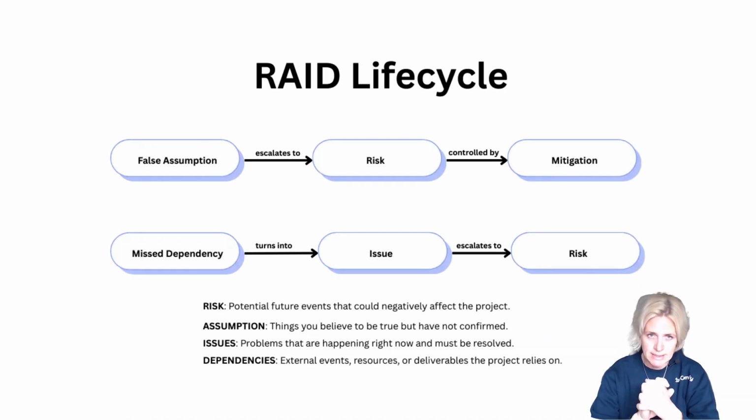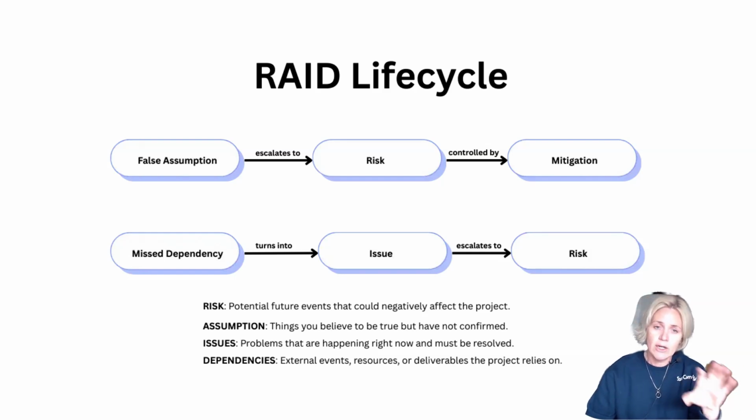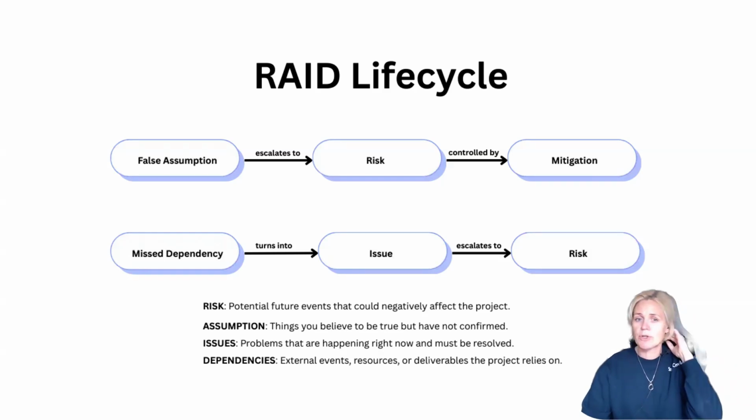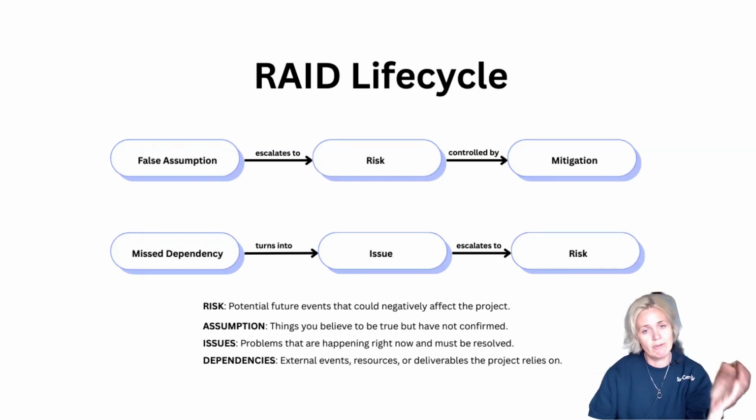First of all, we have risks. These can be viewed as potential events that could negatively affect your project. This is the only RAID category that typically has a risk model tied to it. Assumptions are things that you as a project manager believe to be true, but have not yet confirmed. If you go into validating the assumption, and it proves wrong, you know that this assumption can trigger or increase the likelihood of a risk.